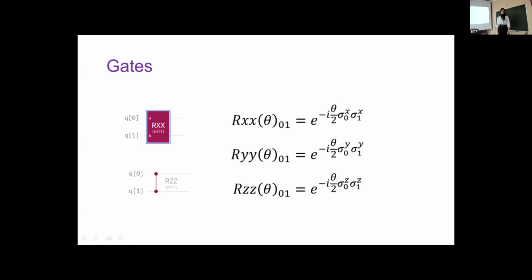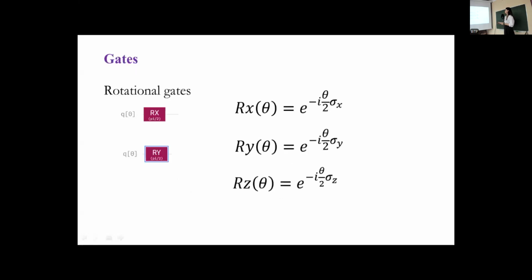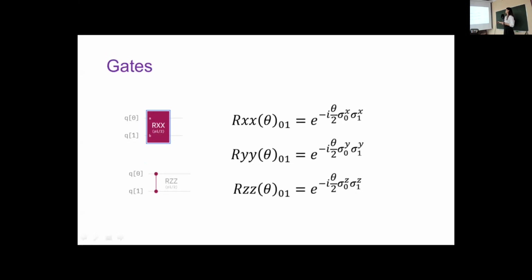Also, recently IBM Quantum Composer and other platforms give a possibility to program directly with RXX, RYY, RZZ gates. What does it mean? We have an operator, and in the exponent, in comparison to this case where we had just one sigma x, here we have sigma x corresponding to qubit 0 because we have the 0 index here, and sigma x corresponding to qubit 1 because we have the 1 index here. So this is a 2-qubit gate which acts on the states of qubit 0 and qubit 1.